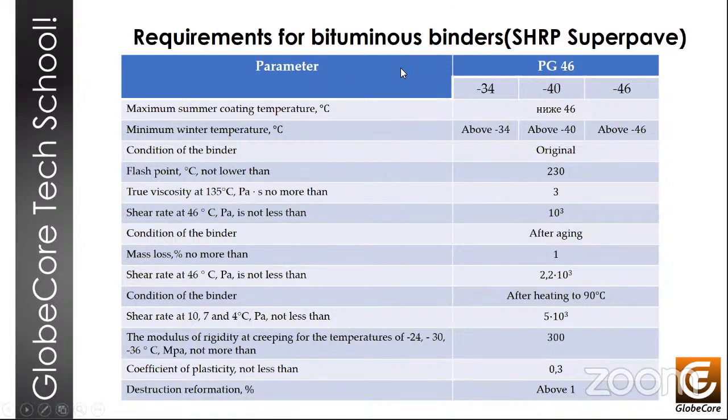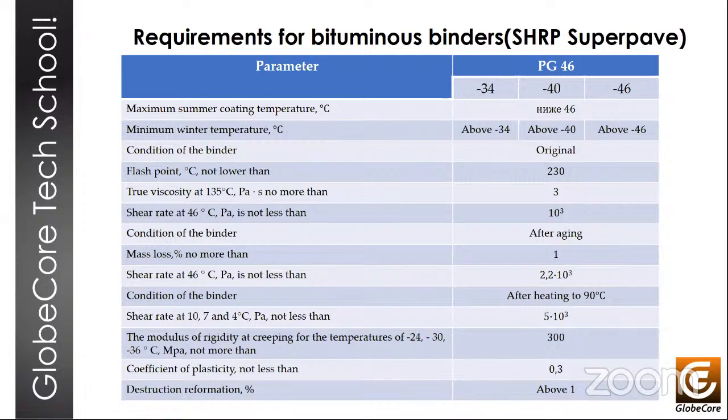So the principle of selection and use of binders is that the values for all quality indicators included in the standard at certain temperatures should be the same. That means in any zone, all and every binding material must provide the same performance properties of asphalt concrete. At temperatures from plus 46 to plus 82 degrees, they must be sufficiently strong. And at temperatures from minus 10 to minus 46 degrees, they must have the same resistance to cracking.